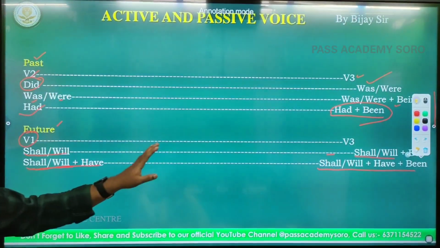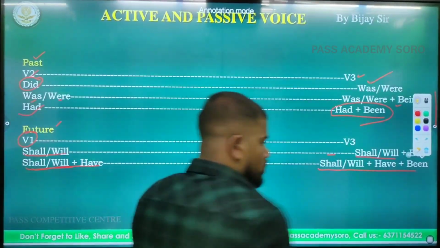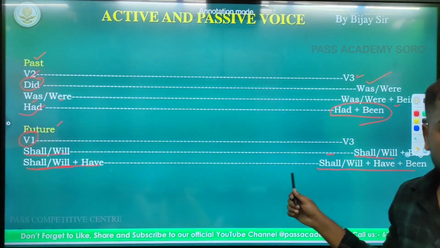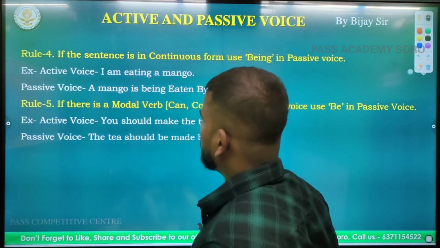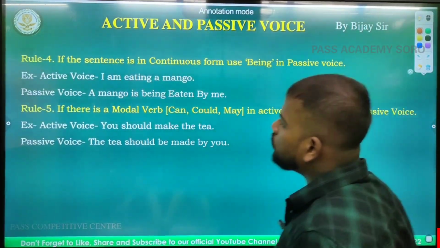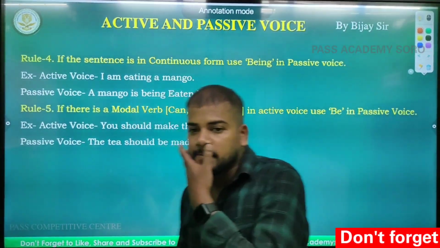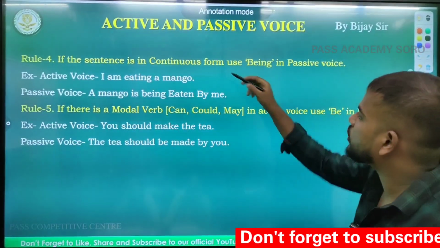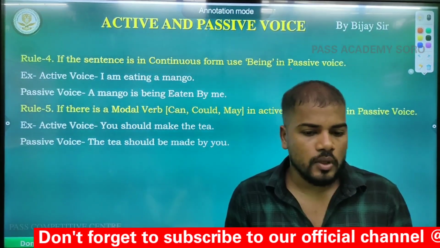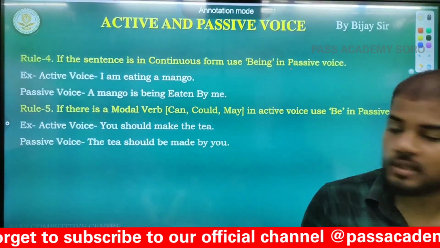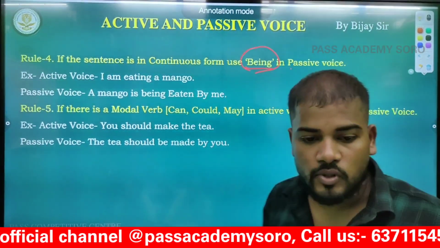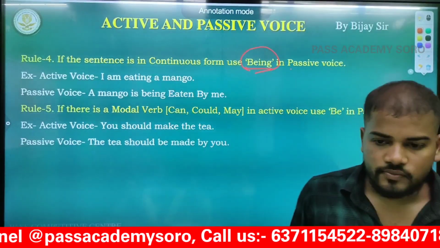So these are the basic rules of how to change a helping verb in passive voice. Then rule 4, dear students. The rule 4 is: if the sentence is in continuous form, use being in passive voice. If our sentence is in continuous form, simply we will use the word being in passive voice.